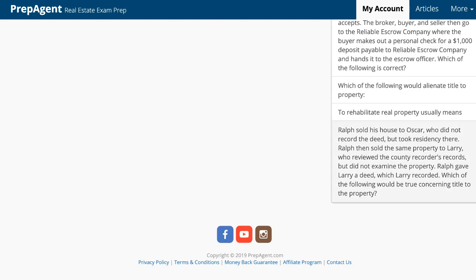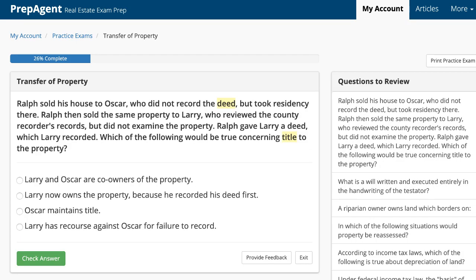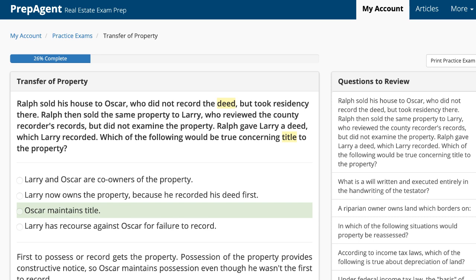And just to look at this one again, the reason in this one Oscar maintains title is because he did his action first. Recording and possession function the same way, and whichever one does that action first will maintain title. Okay, move right along.